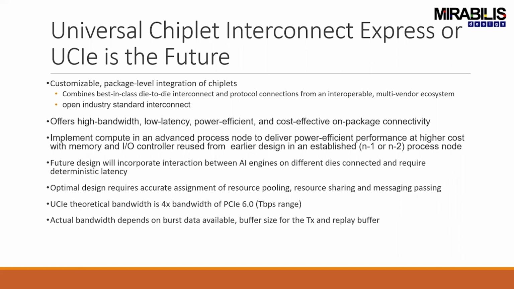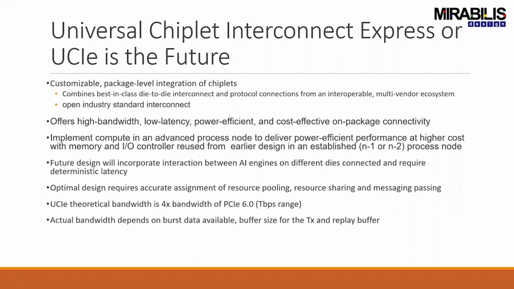When you want to implement the UCIe, you're really saying, okay, I'm going to put all the compute, say my AI engines or my GPUs or the processor cores, running a very advanced process node into certain dies and make them really performance critical. And then the other ones like memory, IO control, analog, that can be reused from earlier designs maybe in a much earlier process, maybe N-3 or even N-4, that can continue to be reused and attach them to this UCIe interface.